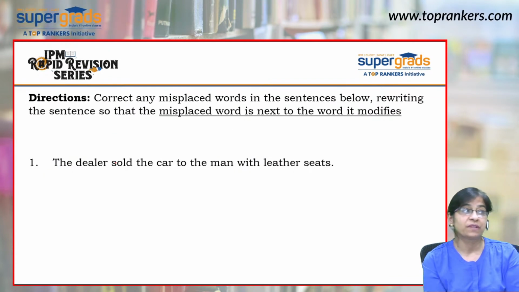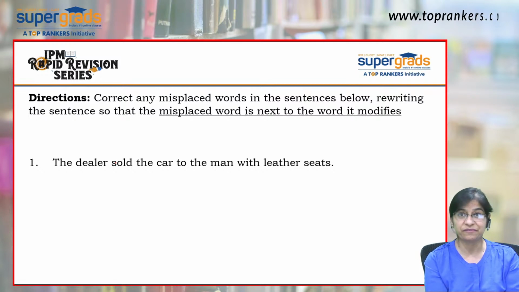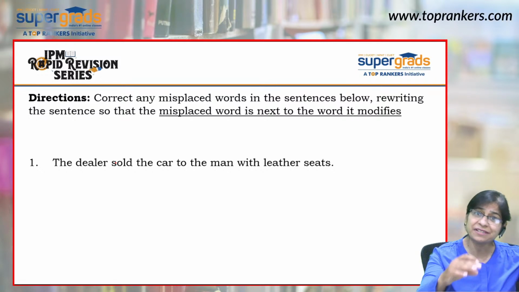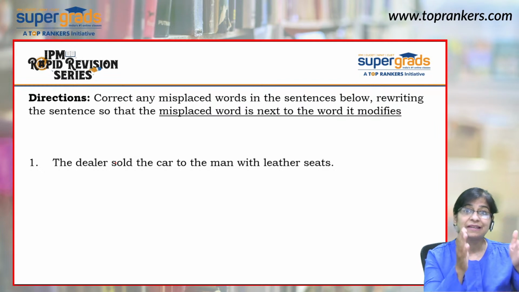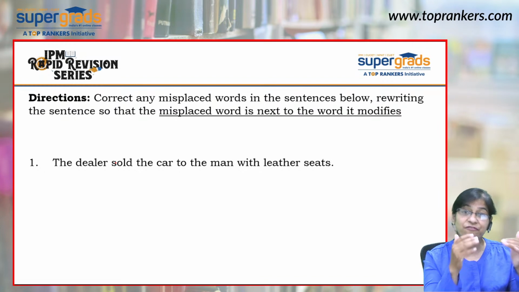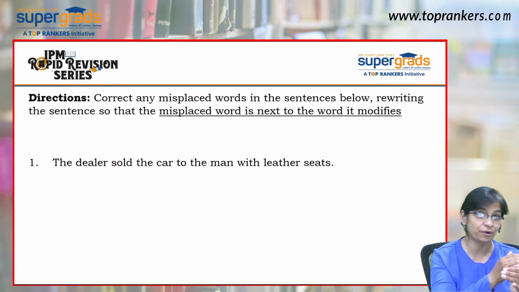Now, there's a small exercise for you to handle. This says correct any misplaced word in the sentence given below, rewriting the sentence so that the misplaced word is next to the word it modifies. So clearly, the instruction tells us that in the structure you're about to read, there is a part of the sentence which has been misplaced. And where do we have to keep it? We have to keep it next to the word it modifies, right?